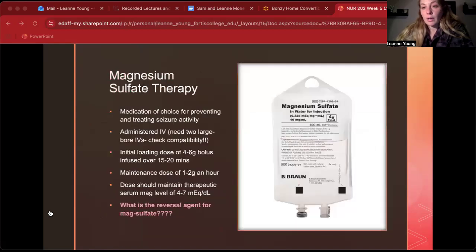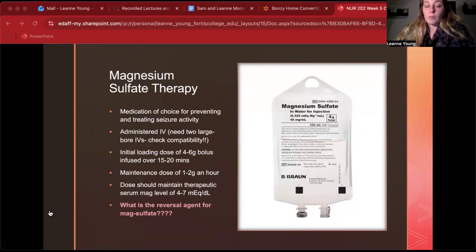Okay, so we talked a lot about high blood pressures. We talked a lot about preeclampsia, signs and symptoms. Now let's talk about common treatment for high blood pressure and preeclampsia. The number one thing that we're going to talk about with this is mag sulfate therapy. So, this is the medication of choice for preventing and treating seizure activity. It is usually administered IV, intravenous.